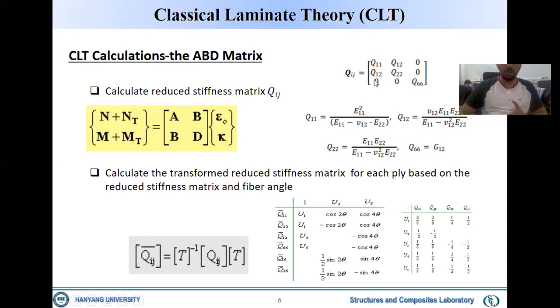This stiffness is the on-axis stiffness, so we need to determine the off-axis stiffness. We can determine the off-axis stiffness using this relationship. Here we use the transformation matrix. This T is the transformation matrix to transfer from the principal direction, meaning the on-axis direction, to the global XYZ coordinate system, and to transfer this on-axis stiffness to global axis stiffness, we need this transformation matrix.